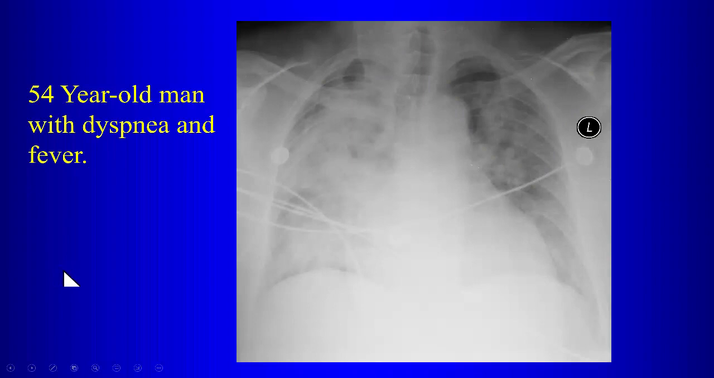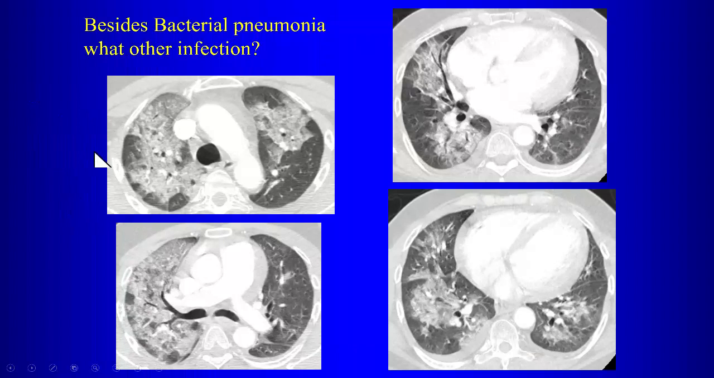So we'll start with this case, 54-year-old, shortness of breath and fever. What's abnormal in the chest radiograph? Yeah, so given that history, what would we be considering? Pneumonia, ARDS. Well, ARDS does not give you fever typically, right? So, besides bacterial pneumonia, what other kinds of infections might give you this appearance? Viral. Right. So, what kind of viral pneumonia?